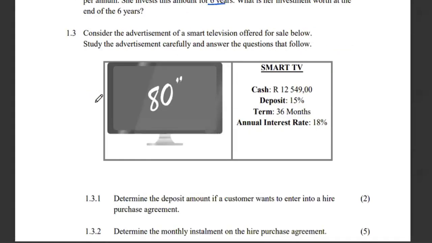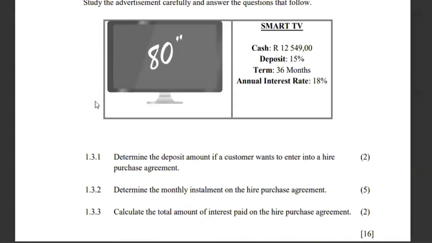All right, 1.3, consider the advert of a smart TV that is offered for sale below. We need to answer the question. So the cash price is 12,549. You need to deposit 15%, for 36 months, and then the 18% will be the interest afterwards. Determine the deposit that this person must pay.